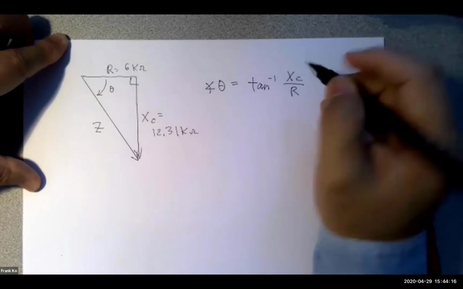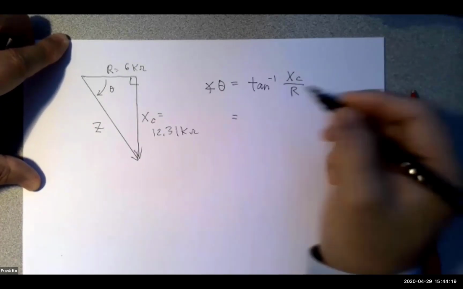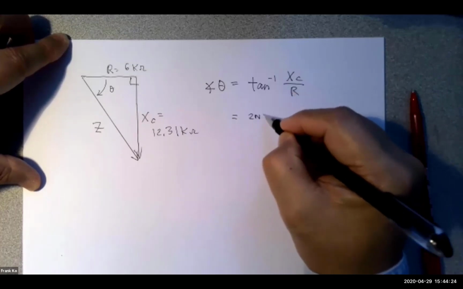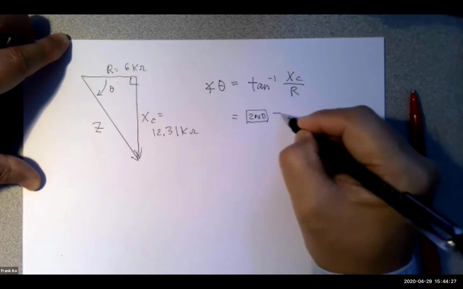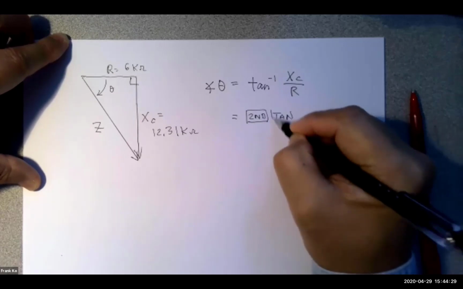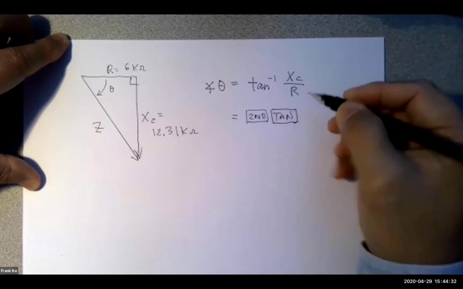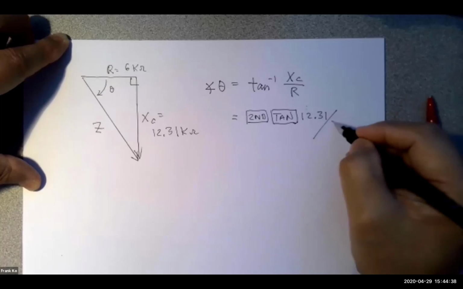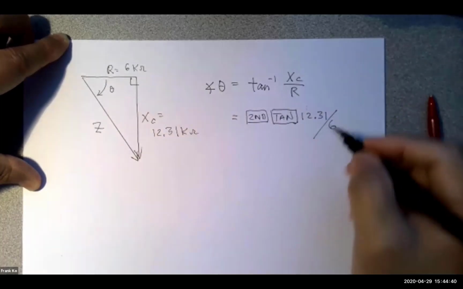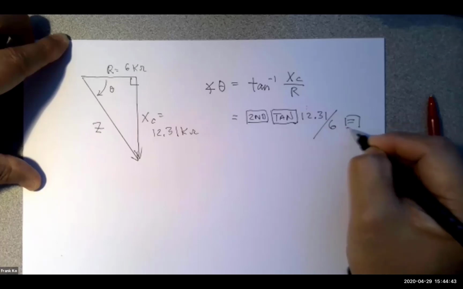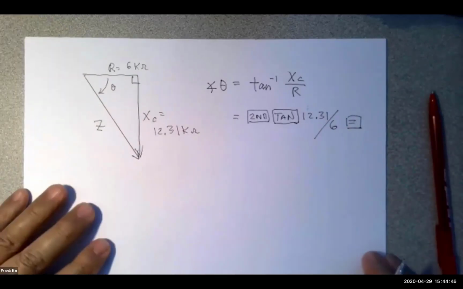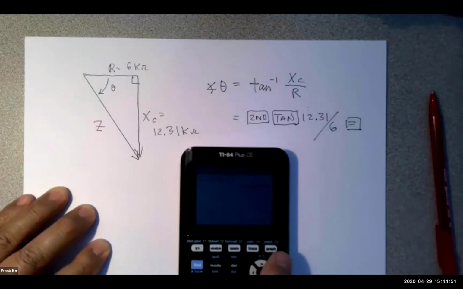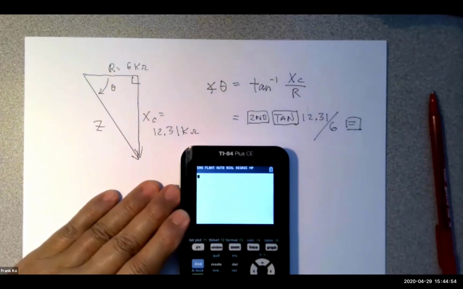Okay. And on your calculator, many calculators, to hit the inverse function, you would probably hit second, and then tan, and then 12.31 over 6. The kilos don't matter because they'll cancel, and then hit equals. It's a relatively simple calculation as calculations go. Let's go ahead and try that on your calculators.